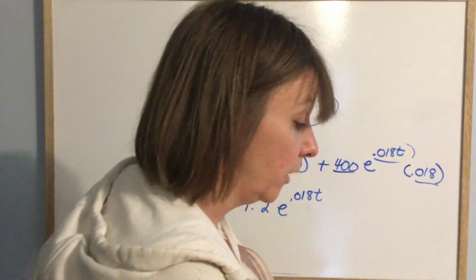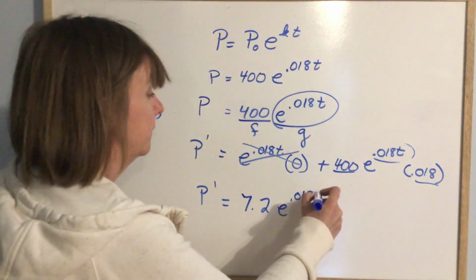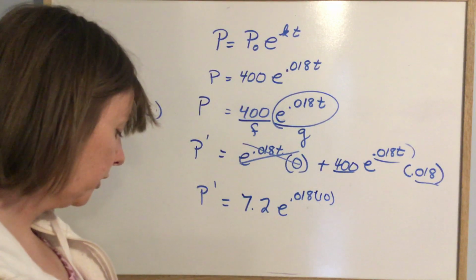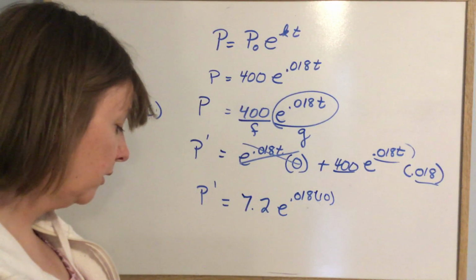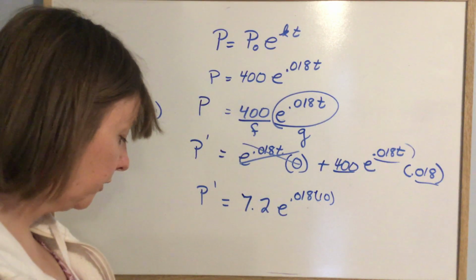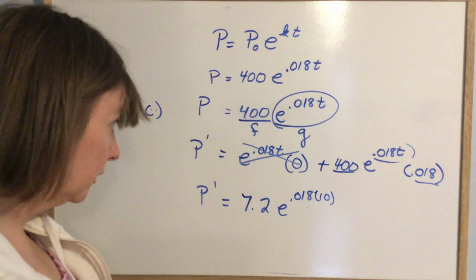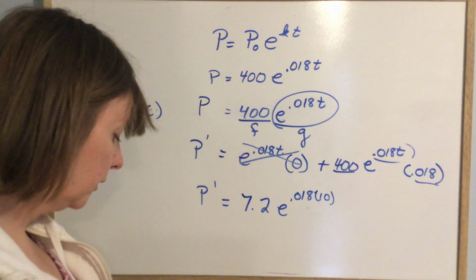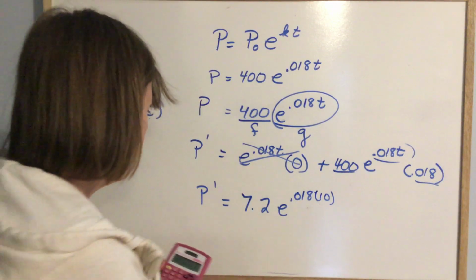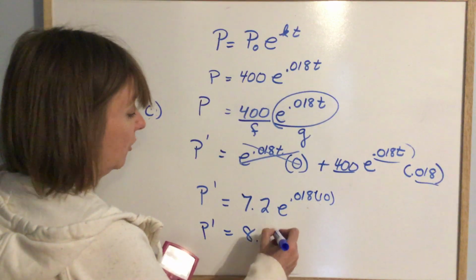Now they want to know the rate of change after 10 years. So I'm going to put 10 in for my time. I'm going to do 0.018 times 10, and then e to that number, e to the 0.18, and multiply by 7.2. And I get that the rate of change after 10 years is 8.62.